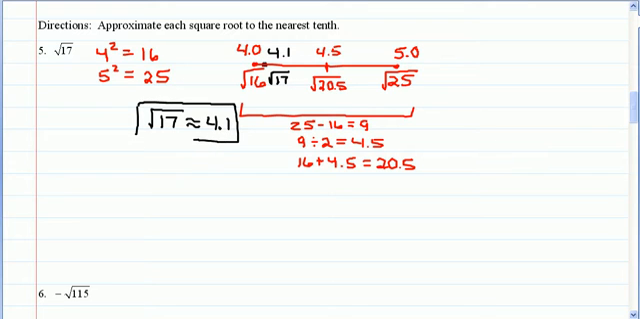And if you'd like to check, you can put this in the calculator, take 17 and hit the square root symbol, and you'll get several decimal places that follow. It will fill the screen, but if we're rounding to the nearest tenth, it will be 4.1.